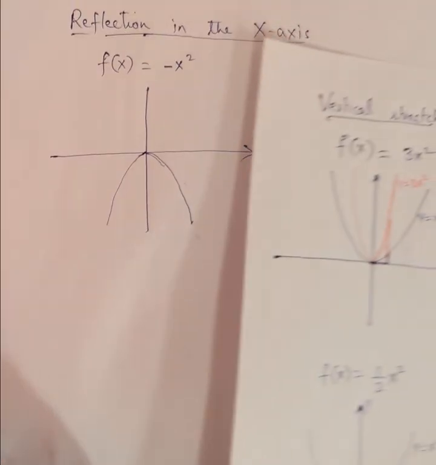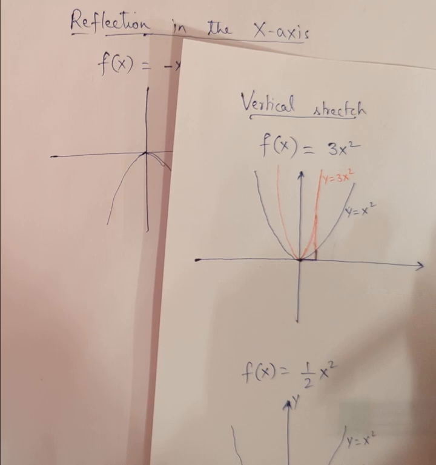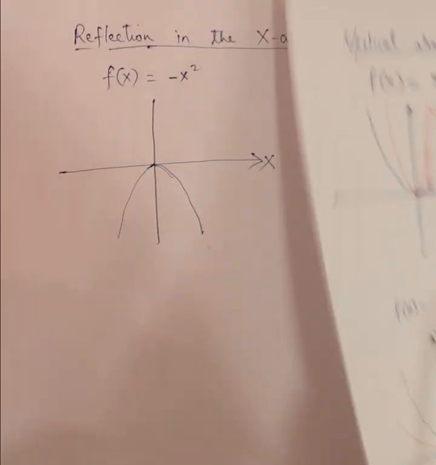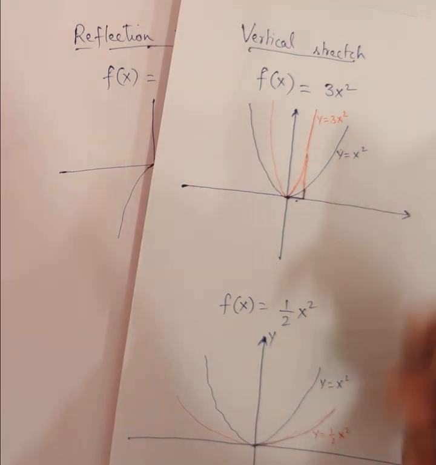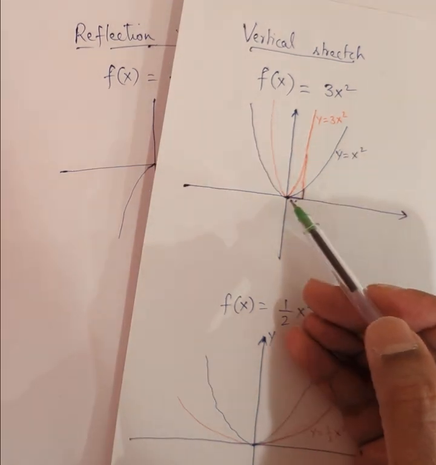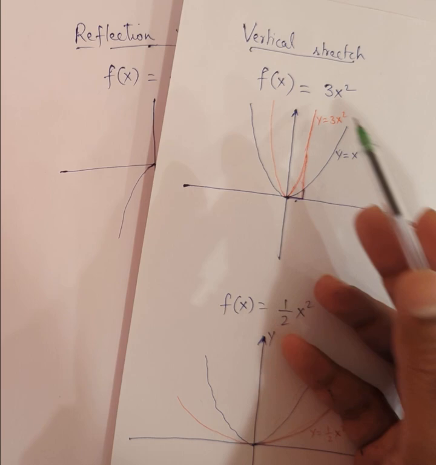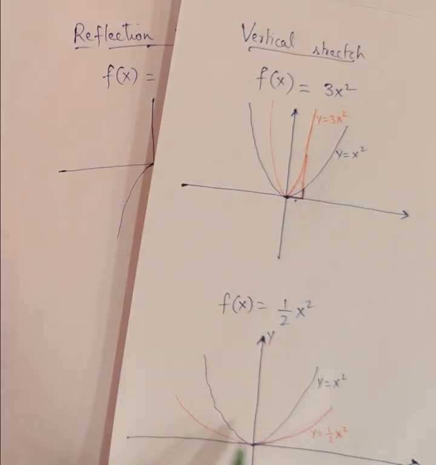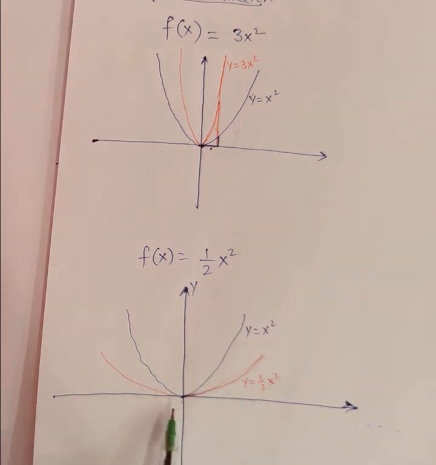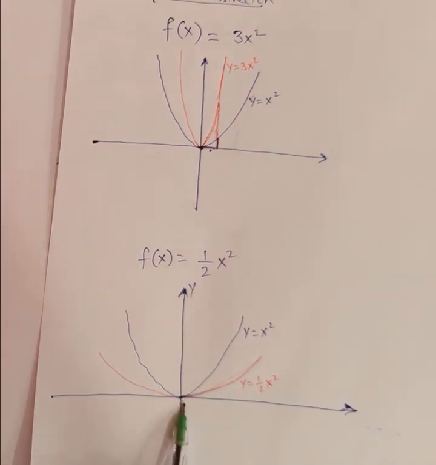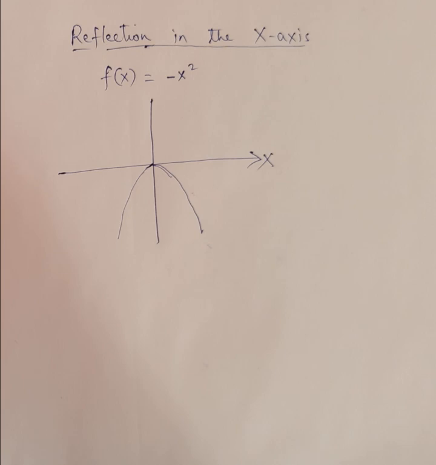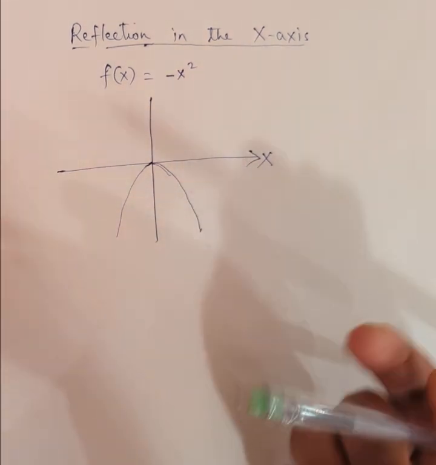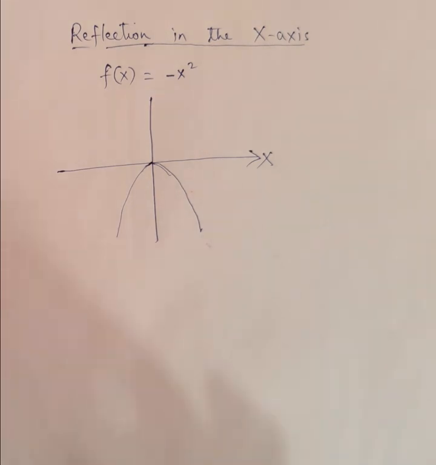Now, notice that in both vertical stretch and reflection, the vertex does not move. The vertex stays where it is. It was at the origin for y equals x square. For y equals 3x square again, it's at the origin. Same thing for y equals half x square. The vertex is still at the origin. Now for reflection, it's again at the origin, but it opens down.